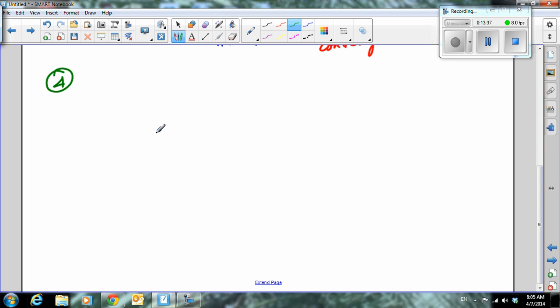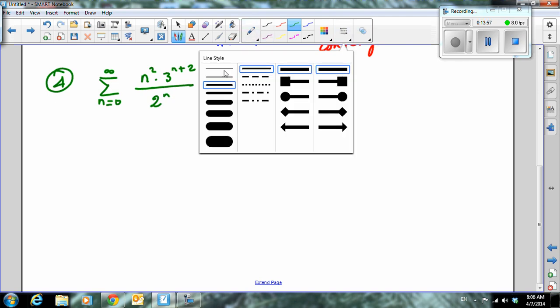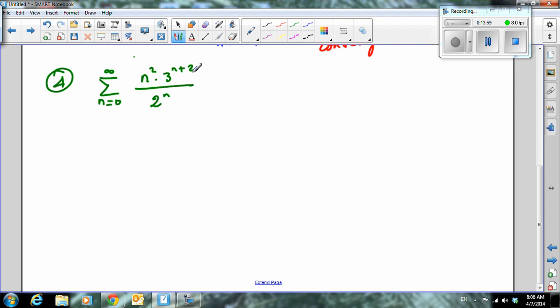Our fourth example will be the sum as n goes from 0 to infinity of n squared times 3 to the power of n plus 2 over 2 to the power of n. Just like we did previously, the first step is to find a_n and a_(n+1), but I will go straight to plugging them into a limit.